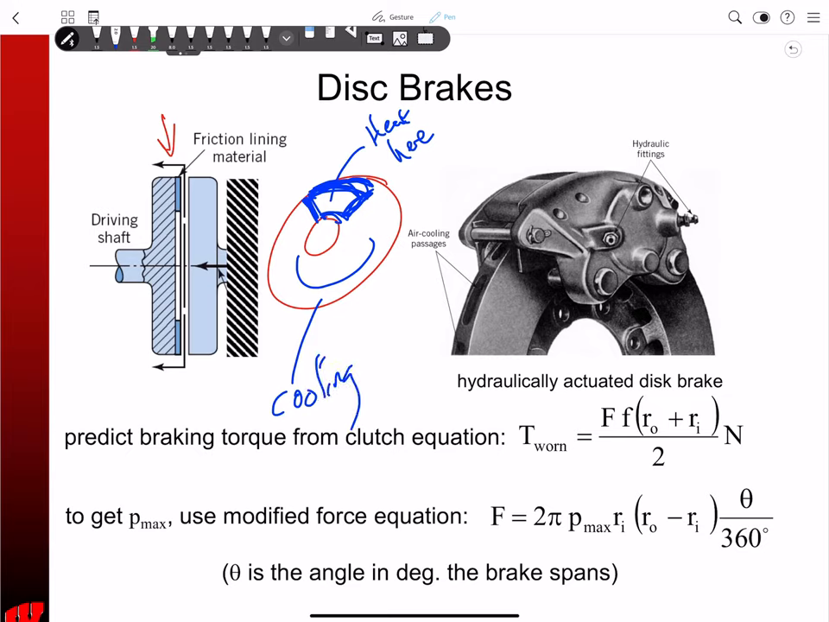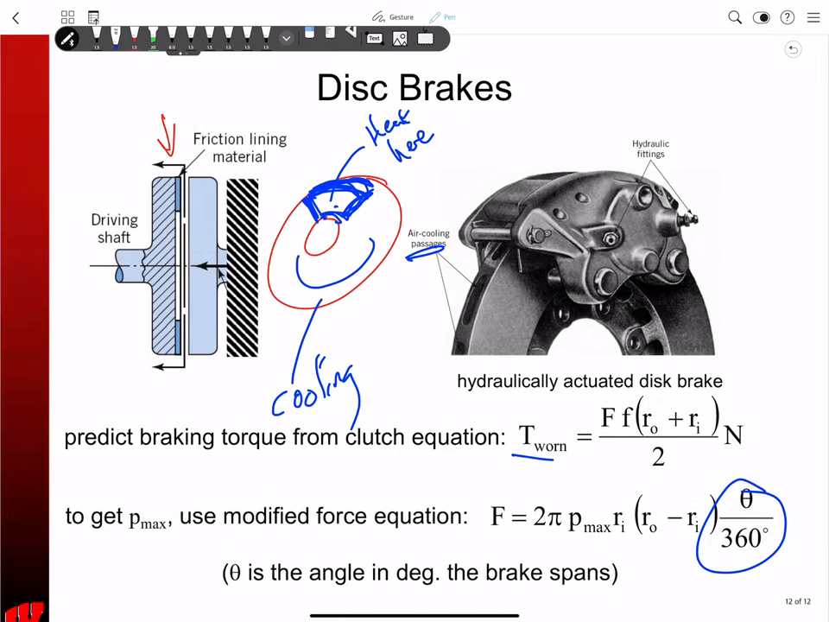We try to push as much air over those spots as possible, or push air inside of the brake rotor. So the equation looks very, very similar. It's the Warren clutch equation, except we adjust it for how big the brake shoe is, because this brake shoe is only on the order of 75 degrees, 80 degrees maybe, of a circle, and not degrees of temperature. So we just have to adjust those.